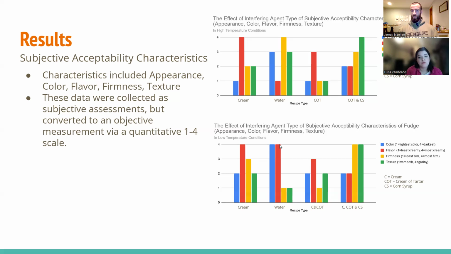So again, we assumed that because there was no interfering agent, using just water significantly affected the overall final product, the texture of the entire candy, making it so there is really no consistency between the higher temperature and the lower temperature.